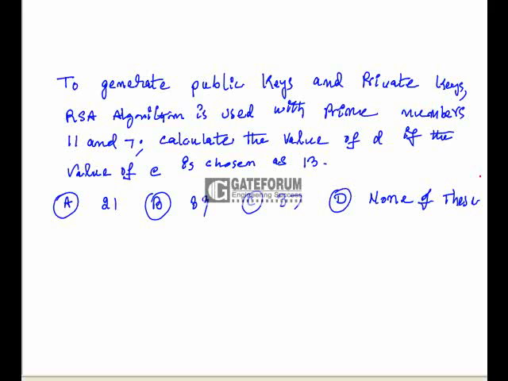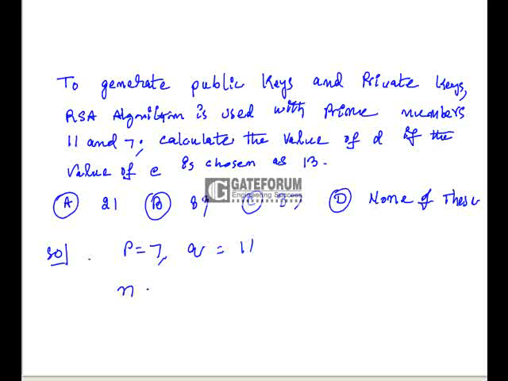Generate public keys and private keys. RSA algorithm is used with prime numbers 11 and 7. Calculate the value of D if the value of E is chosen as 13. So there is a procedure for this. Here, for example, solution, let us take P equal to 7 prime number, Q equal to 11.